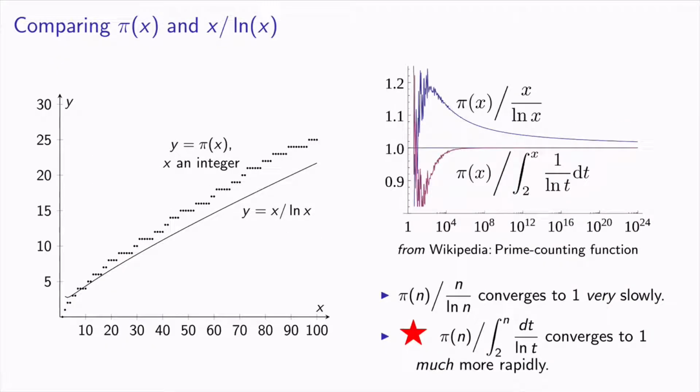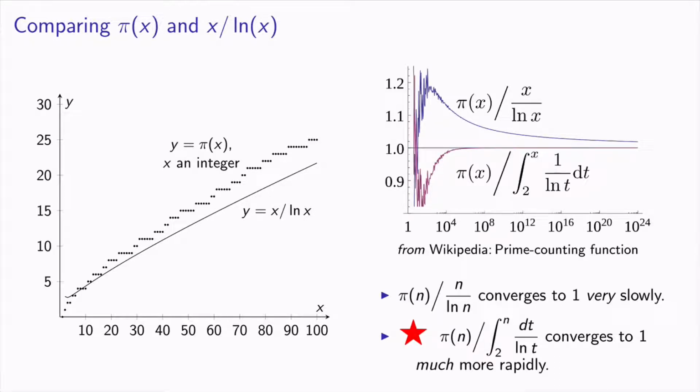Here's a graph of pi of x, the prime counting function. I've plotted it just for when x is an integer. And here we have the graph of x divided by log x. Remember that according to the prime number theorem, this divided by this approaches 1 as x goes to infinity, though this is only defined for integers, but we could define it for any real number just by interpolating.